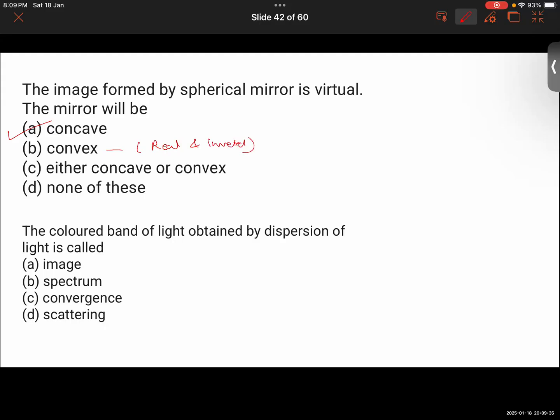Good. By the way, concave mirror now can form both types of images. It can form virtual as well as erect also, by the way. Okay, good. Now this question maybe you might be able to answer, or once we discuss, both of you would be able to answer.